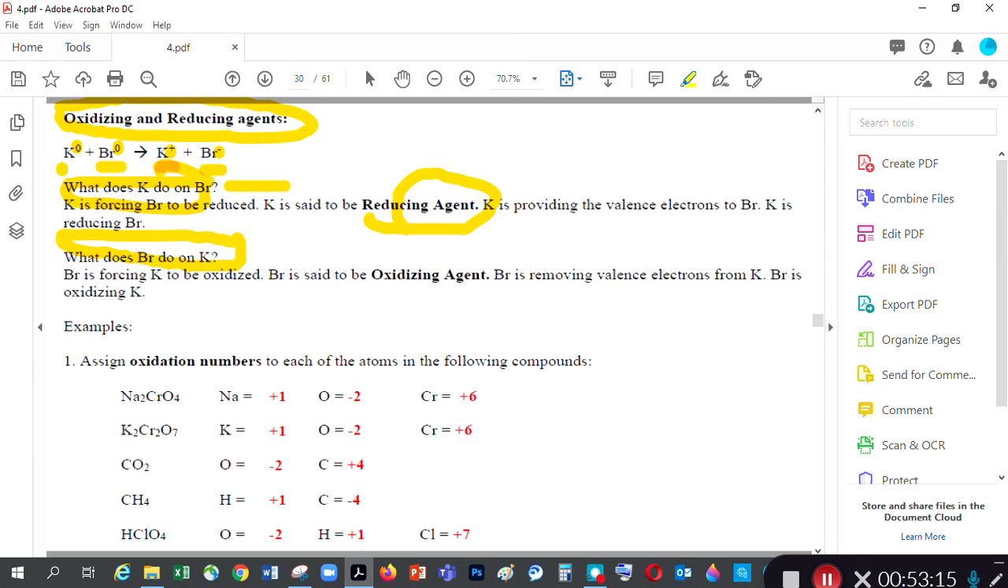Let's look at one of the examples here. Sodium, we know group 1A is always +1. Oxygen 99% of the time is -2, 1% maybe not.